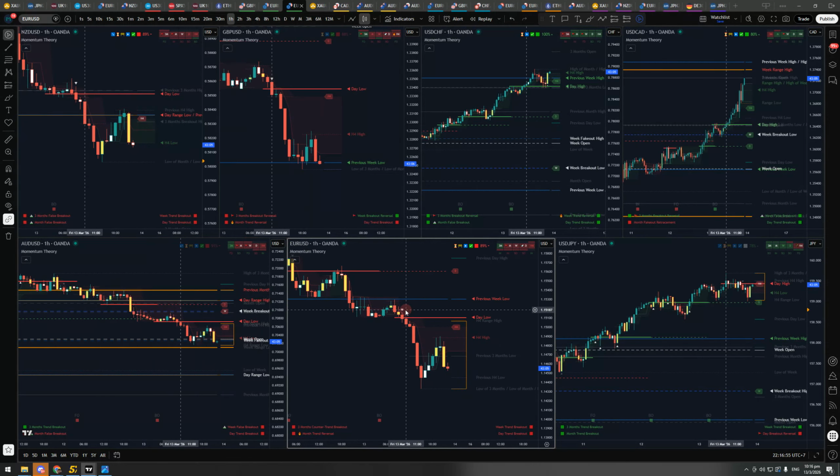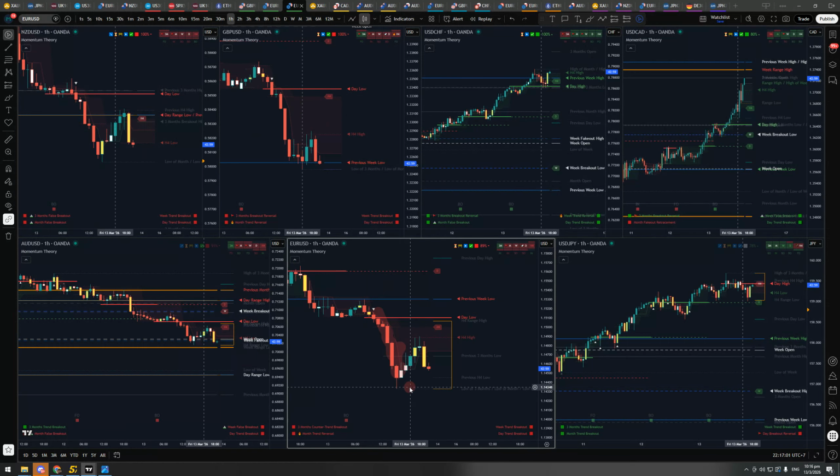Also took one on EURUSD. I was waiting for this in London as well, but it broke out before London Open. Didn't give me any opportunities to jump in. And again, I just waited for the pullback to take the trend reversal entry back down.